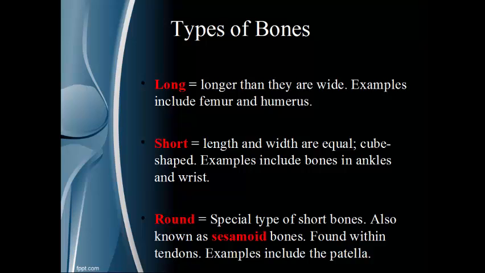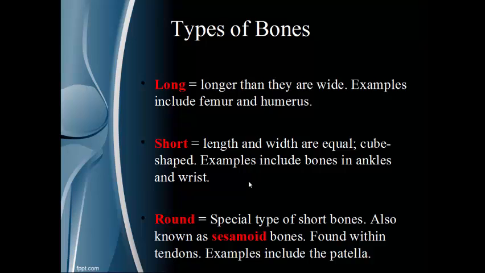Opposite of that would be short. They are cube-shaped and they're equal in length and width. So they're not long. They're basically like a big dice. There's one big cube. Examples of these include bones in the wrist and bones in the ankles.